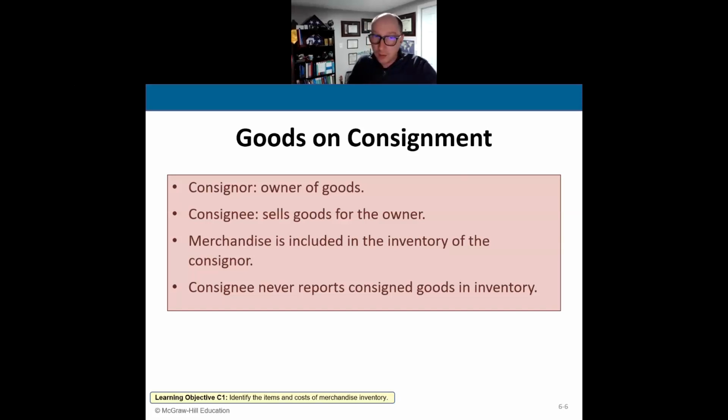Okay, merchandise is included in the inventory of the consignor. It's my inventory. The consignee never reports consigned goods in inventory. So if you go to a consignment shop and you ask them, what do you have in your inventory? They're going to say nothing because it's a consignment shop. They don't own the inventory. The consignors, the individual owners that sell through the consignment shop, do. You see?